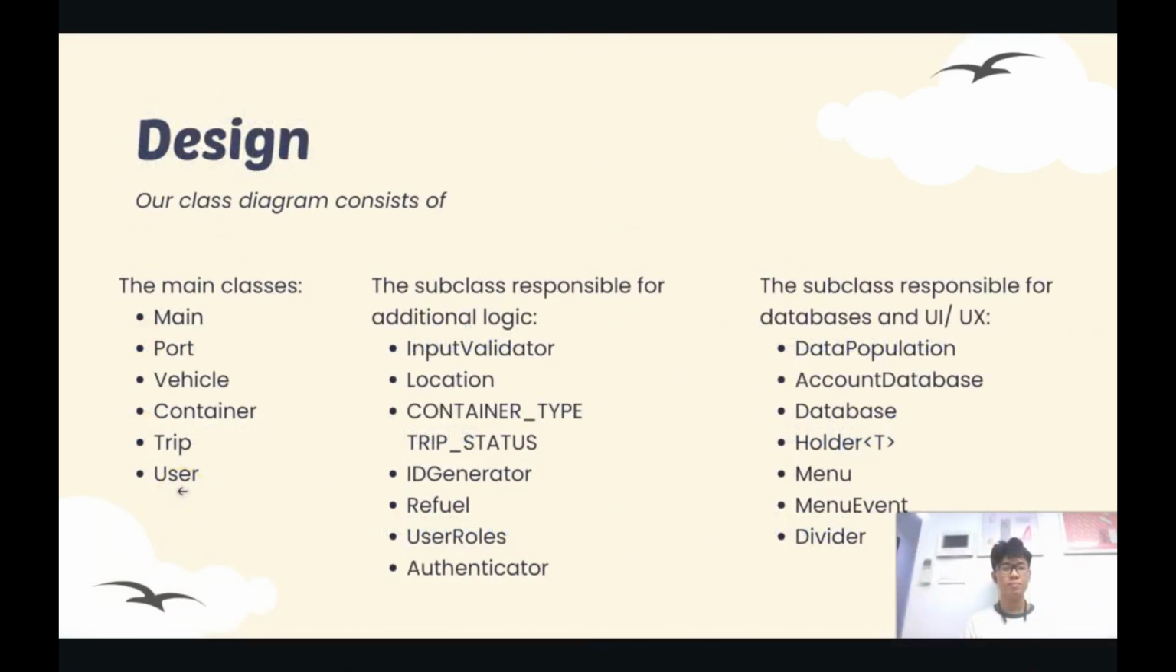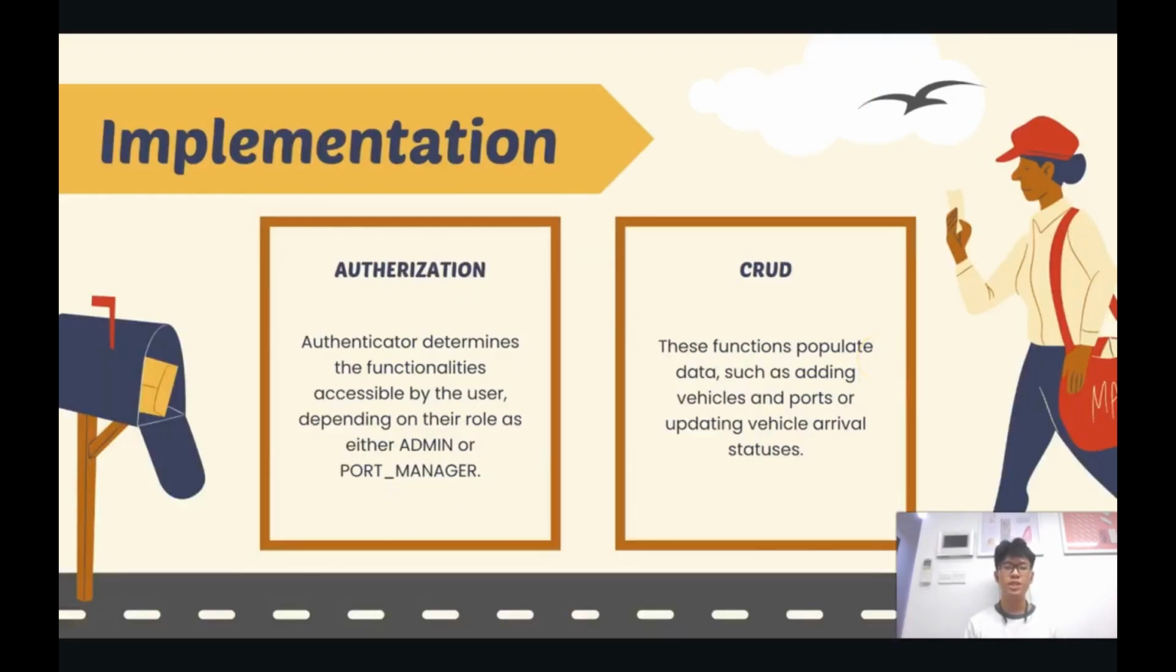Next is the design of our system. In our system, there are two types of classes. The main ones, which represent the stakeholders, like the port, the vehicles, or the containers. And there are also the subclasses, which are responsible for the additional logic, databases, and UI/UX, like input validator, account database, or menu event. So next is the implementation of our system.